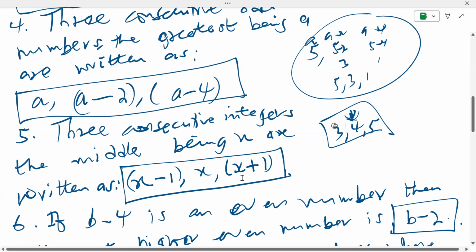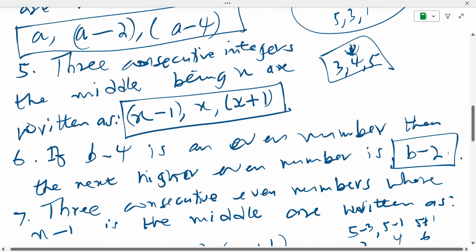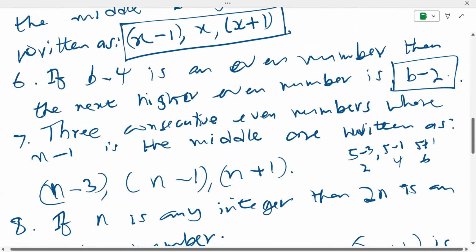And so that's how it goes. The middle is x, so this will be x minus 1, x plus 1. That's great, so let's take note of that. Let's move on to 6.